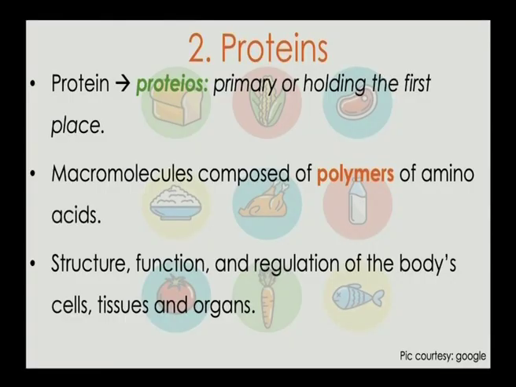Proteins help in the construction of cartilages and connective tissues. They help us fight against antigens or foreign particles by producing antibodies. They help us produce hormones and carry out various biochemical reactions in our body. These are required for the structure, function, and regulation of the body's cells, tissues, and organs.